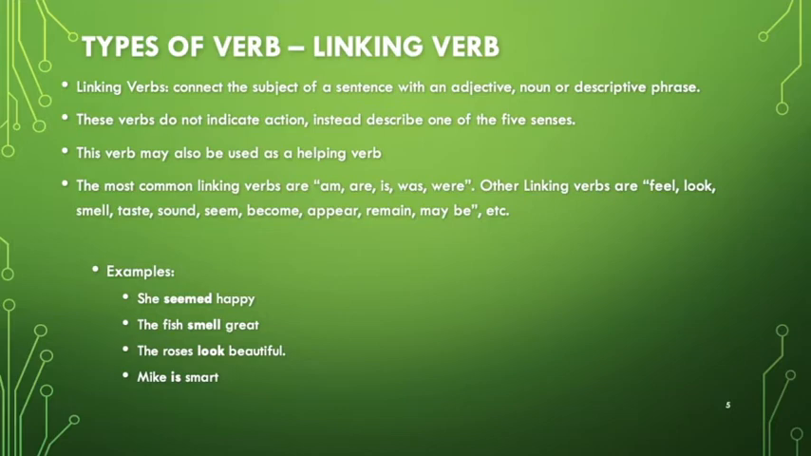Let's look at examples. She seemed happy. So seemed is a linking verb. The fish smells great. Smell is a linking verb. The roses look beautiful. Look is a linking verb. Mike is smart. So is is a linking verb. From these examples, you can easily understand they do not involve any action, and instead they talk about one of the 5 senses: seem, smell, look.